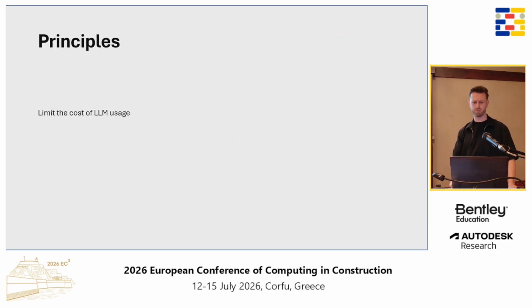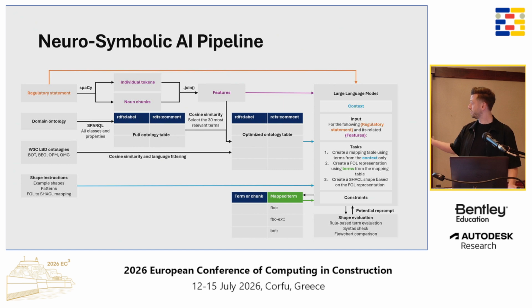We have a couple of principles. We want to limit the cost of LLM usage. So we use massive ontologies; if we load them in the context, then we will simply have too many tokens. We want to enable automatic and human validation of the SHACL shapes, and we want to be ontology driven throughout the entire pipeline. So the methodology, and maybe also the results, and I will go through this step by step, is this pipeline.